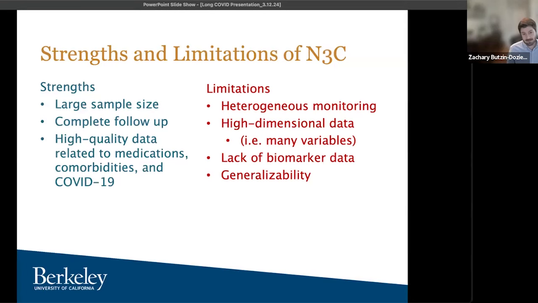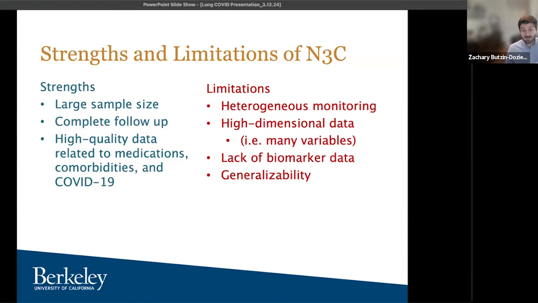And there's really high quality data related to medications, comorbidities, and COVID-19 related factors. In terms of limitations, there's really heterogeneous monitoring. Unlike a cohort study or a randomized trial where you could pre-specify, we want to measure these factors every month or every year in all participants, we don't have that in N3C. You only have data whenever somebody interacts with that healthcare system and gets that measurement ascertained.